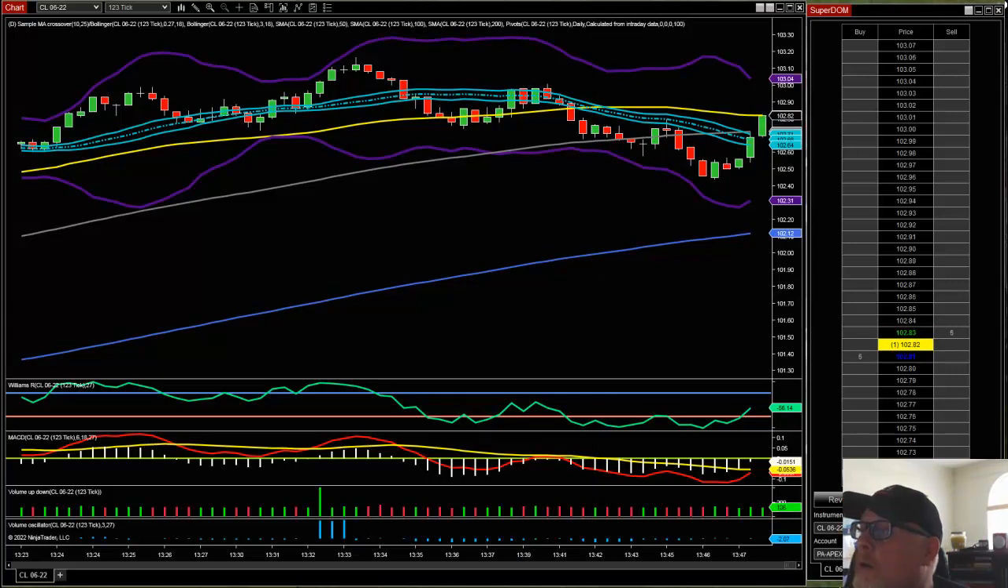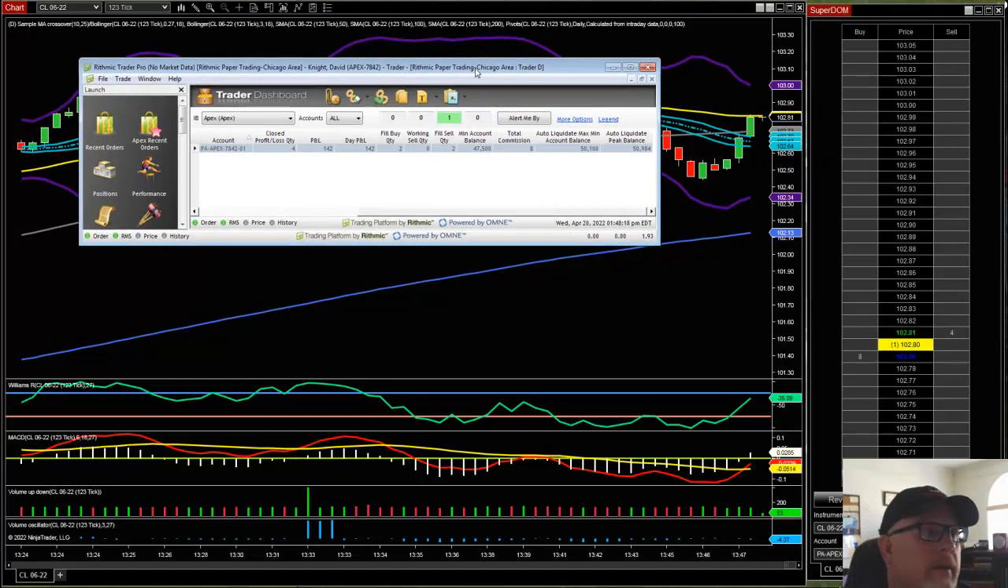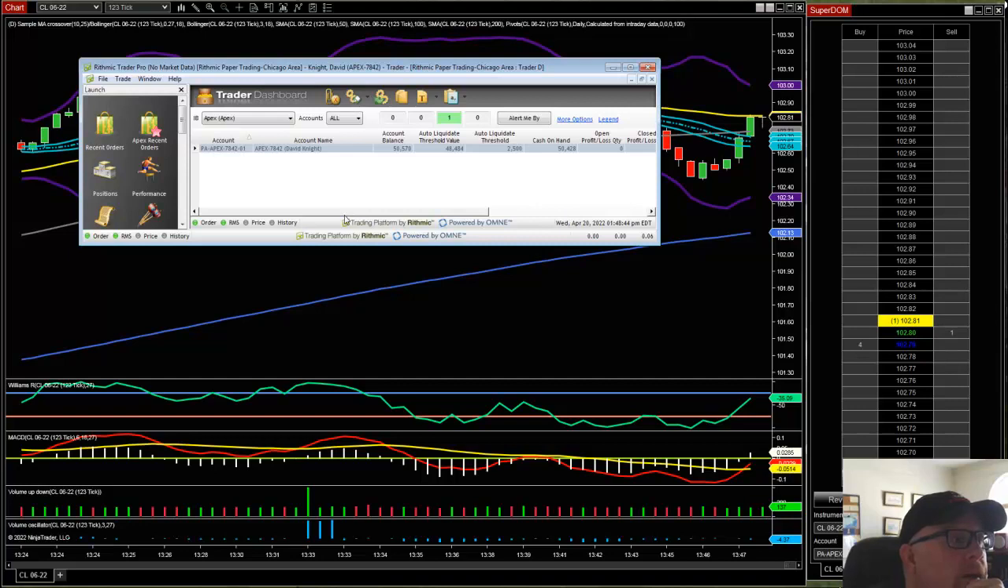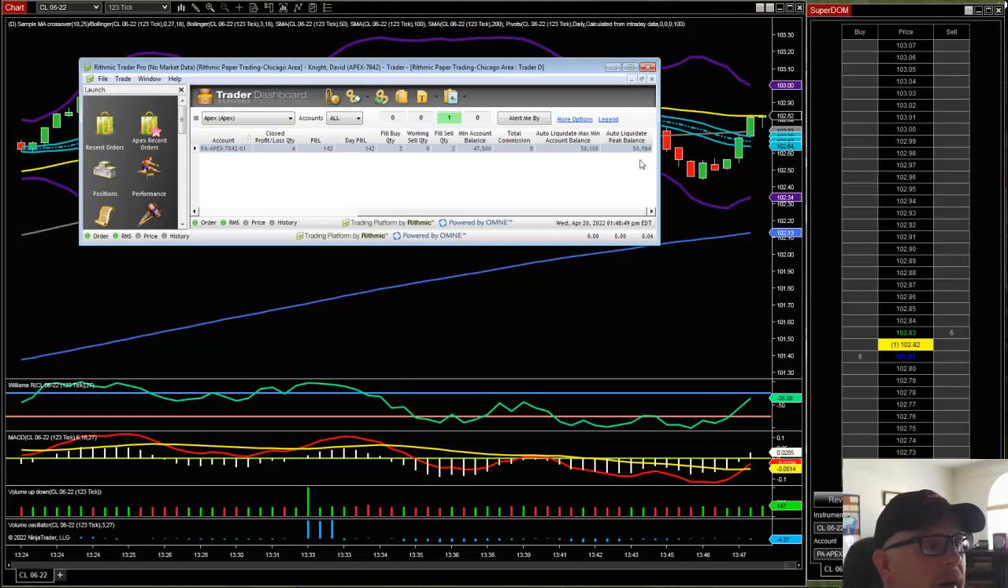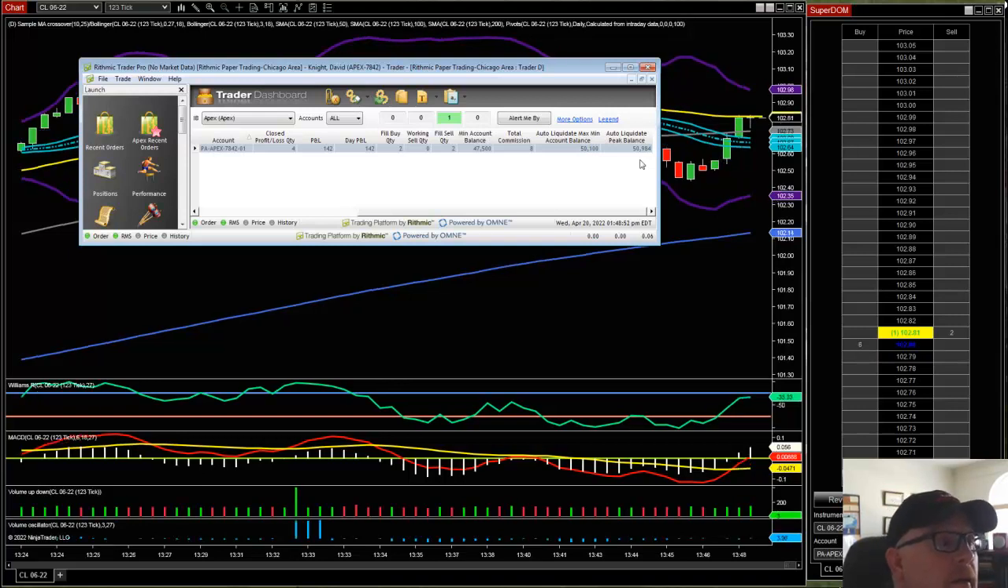We have a new auto liquidate peak balance there. Let's pull that over. So at one point I was 59.84 auto liquidate peak balance. I don't know if I like that. It's one of the few things I don't like about it. You got to keep track of this peak balance. 50,984, excuse me, I transposed that. 50,984, and you got 50,100. Auto liquidate. No, it's minimum balance.